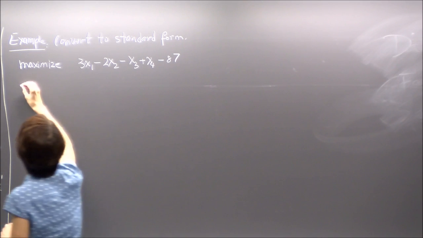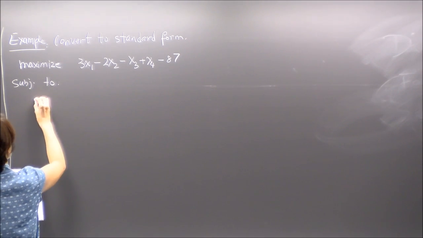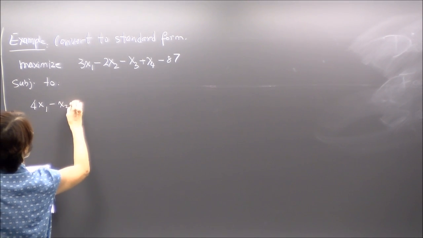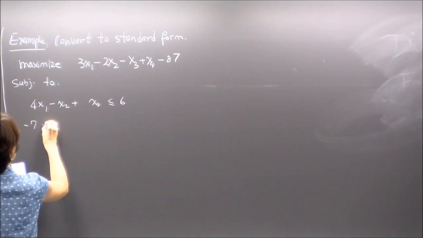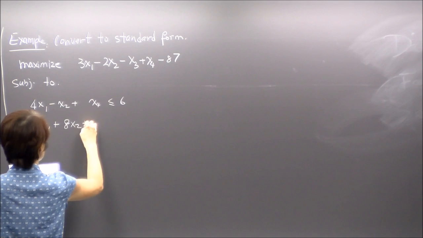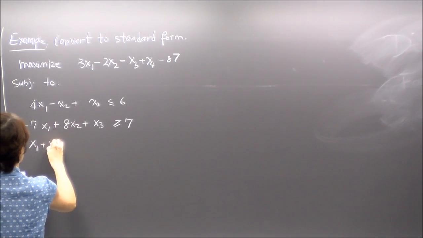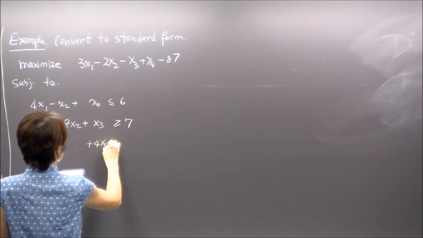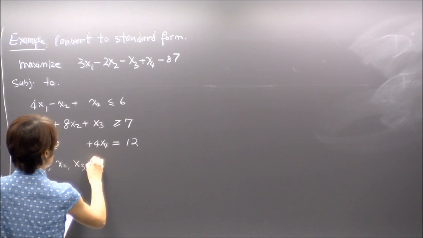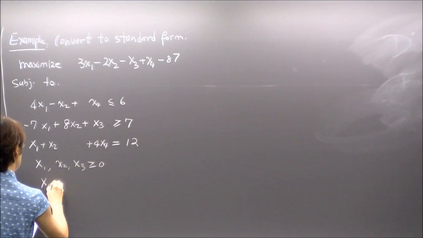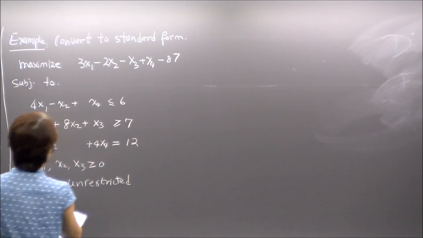I want to maximize that, and I have a bunch of constraints subject to the following. So I have 4x1 minus x2 plus x4 less than 6, negative 7x1, 8x2, x3, let's say, bigger than 7, and then x1 plus x2 plus 4x4 equals 12, and I have x1, x2, x3 non-negative, but the variable x4 is unrestricted. It can take any sign.